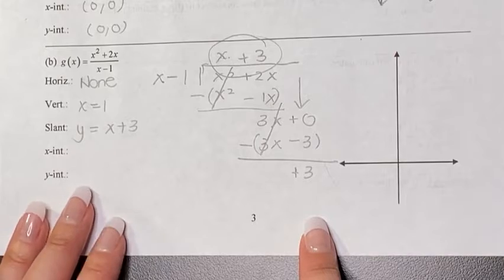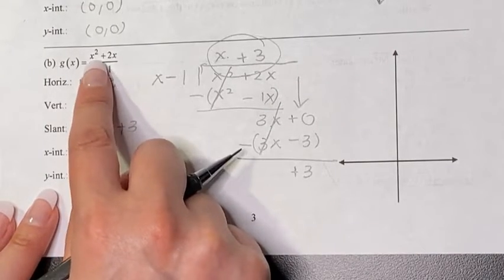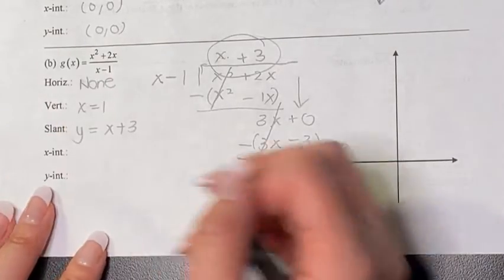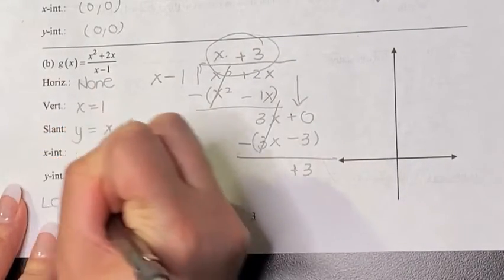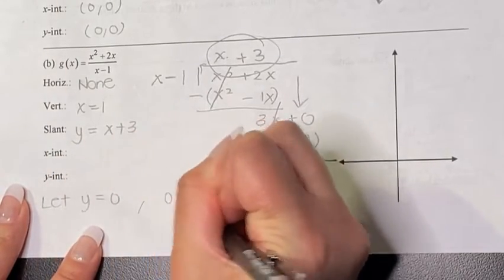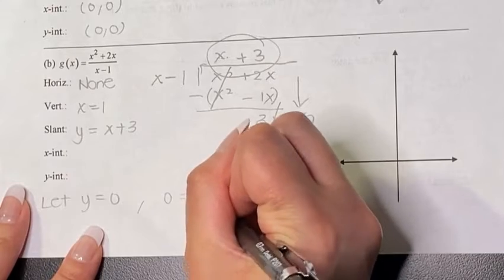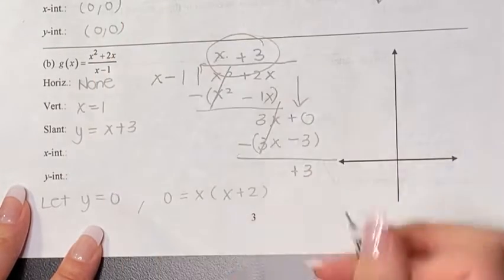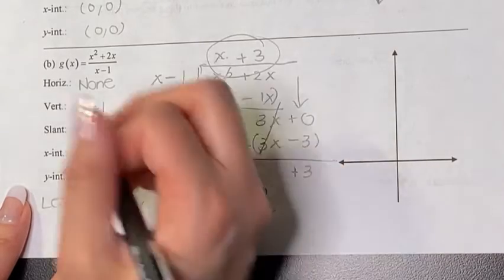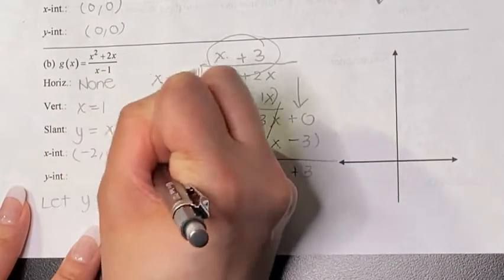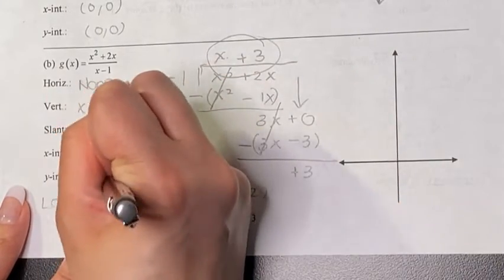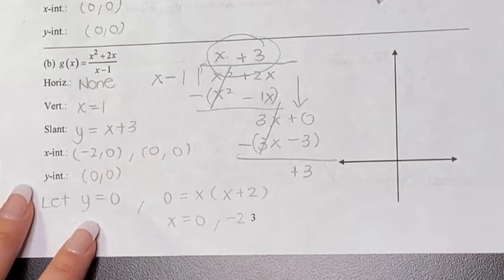After that, we're going to do the x-intercept. If you remember, for the x-intercept, you let y be equal to 0. So in this case, 0 is going to be equal to x times x plus 2, because I factored out the top. So you have that x is going to be equal to 0 and to -2. So you know that the x-intercepts are (-2, 0) and (0, 0). Obviously this is a y-intercept again, so that's pretty cool. So I have my y-intercept over there.